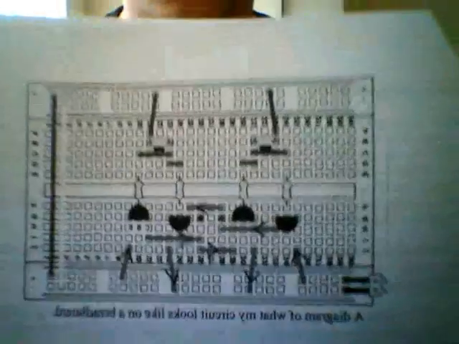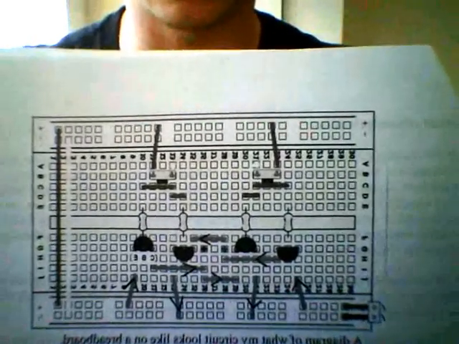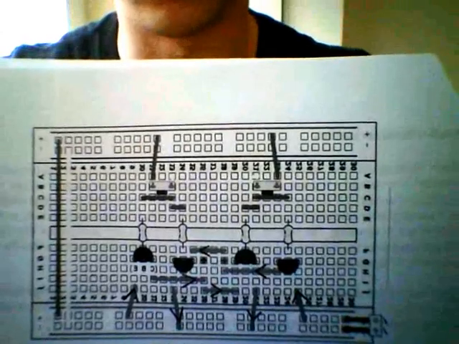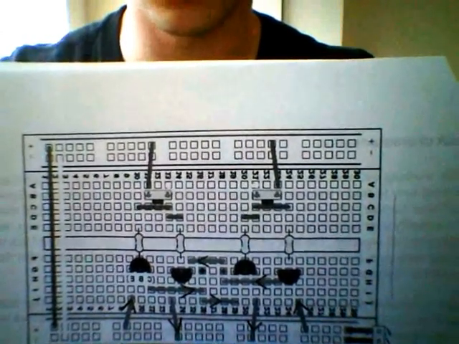And here is a diagram if you're going to do it on a breadboard. So basically the resistors are there to make sure the base of your transistors don't get too much current and blow up.